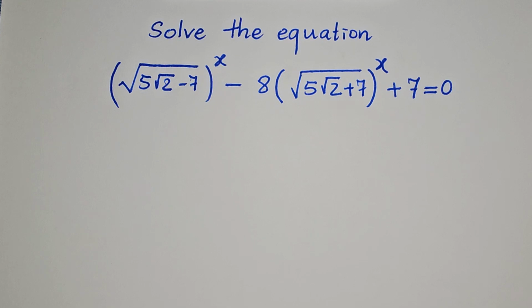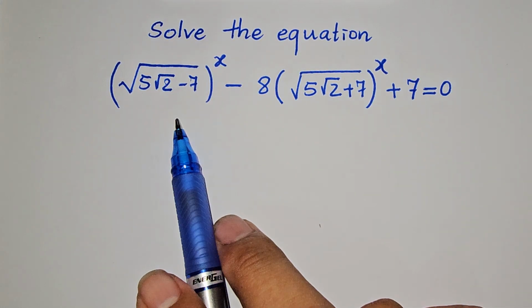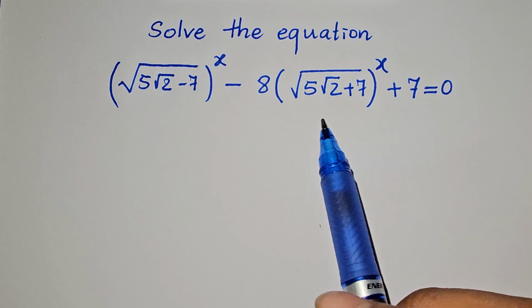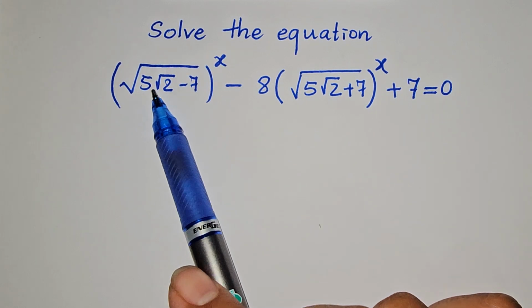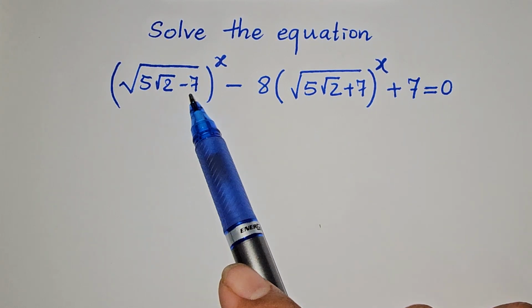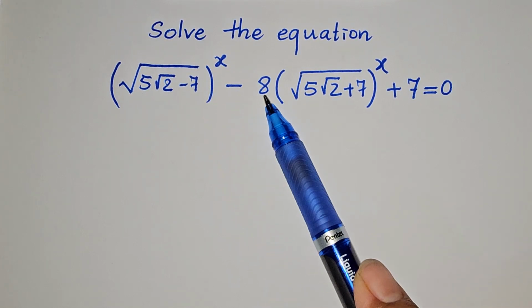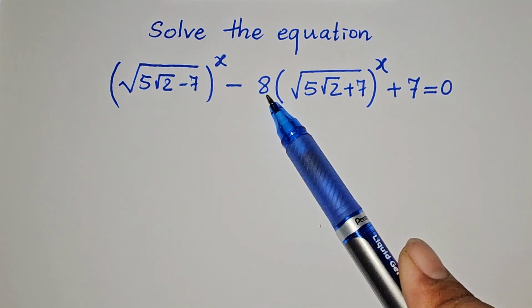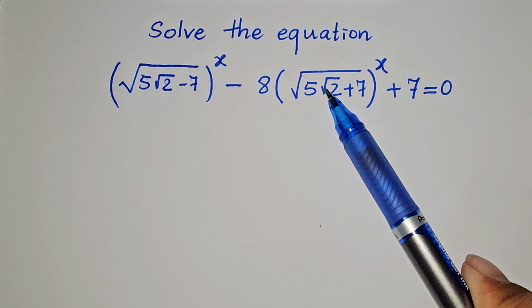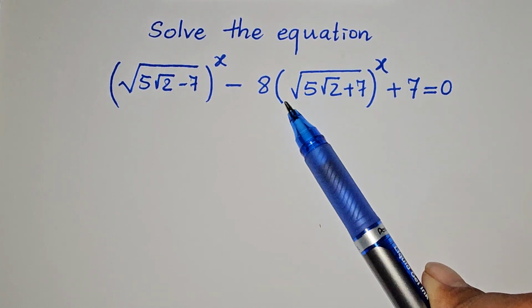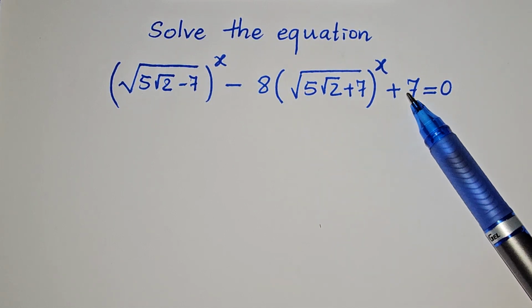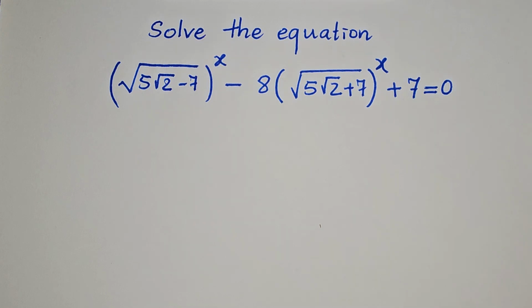In this video, we are showing you how to solve the equation. It is the exponential equation where (√5·√2 − 1) to the power x, minus 8 times (√5·√2 + 1) to the power x, plus 1 equals 0. Do you know how to solve this? If you know, please do it.